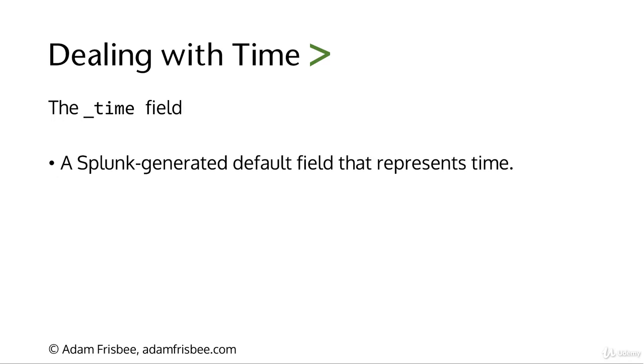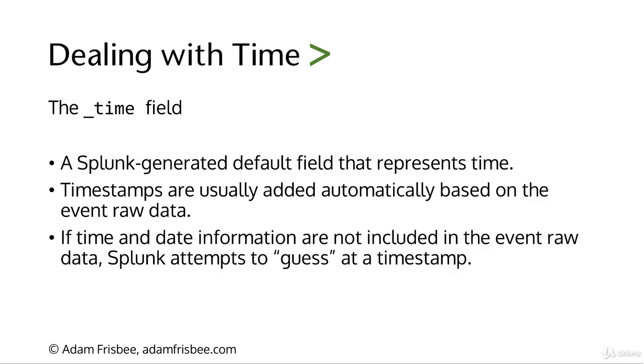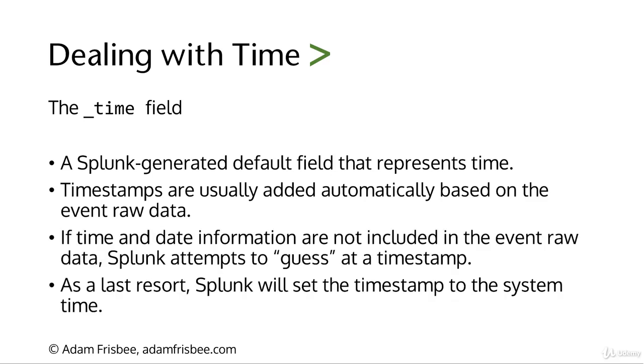The default time field for Splunk is _time. It's a Splunk-generated field, and it's added automatically based on patterns that Splunk attempts to recognize as time. And those patterns come from the raw event data. If there isn't an explicit time field, Splunk will try to guess which part of the data is representing time. And as a very last resort, Splunk will set the timestamp to the current system time. So there's no event left behind when it comes to time. That's how important time is.